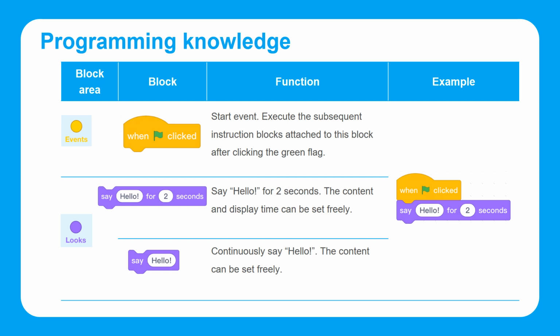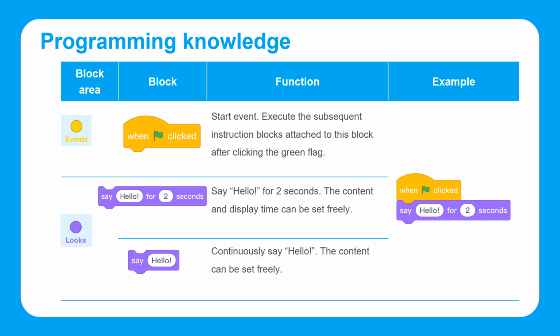The second set of blocks that we will use can be found in the Looks tab. The Looks tab contains all of the things that you will need if you want to create a visual output, meaning something that you can see. Now, we have chosen to use two types of Looks blocks. The first one says hello for 2 seconds and the second one say hello. So what's the difference between the two? Well, in the first one, there is a time involved, and in the second one, there is no time involved.